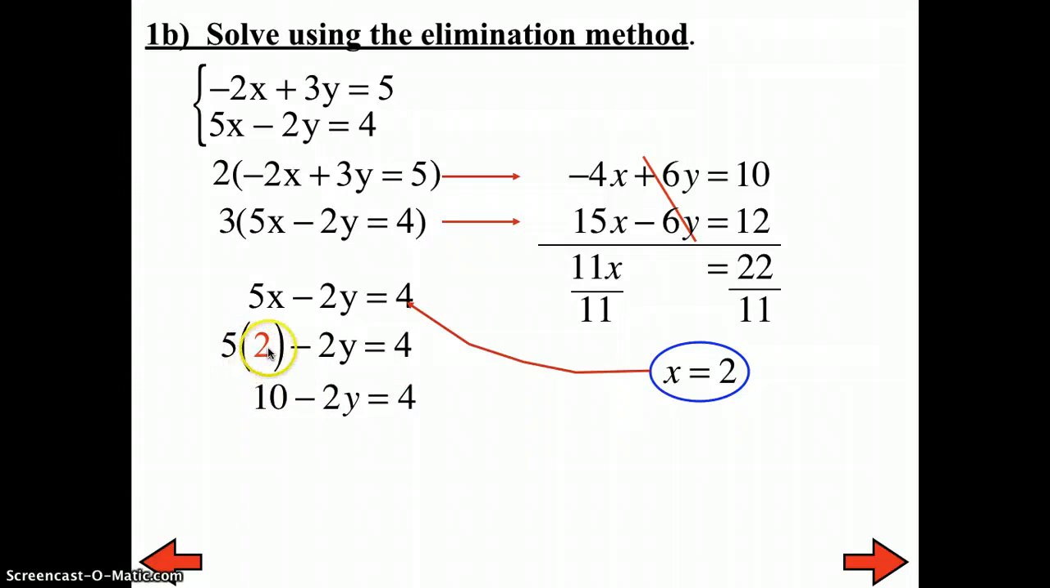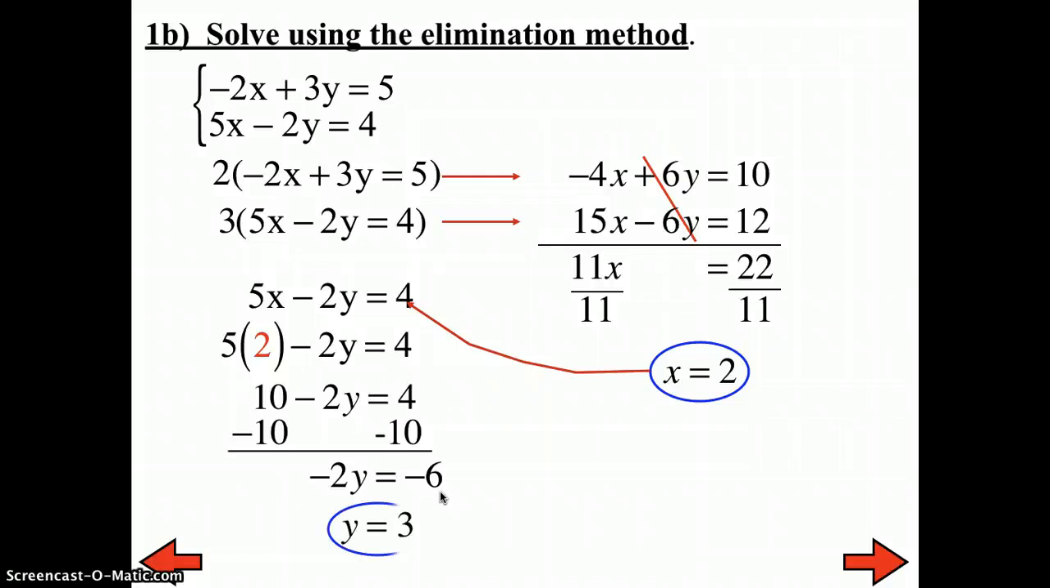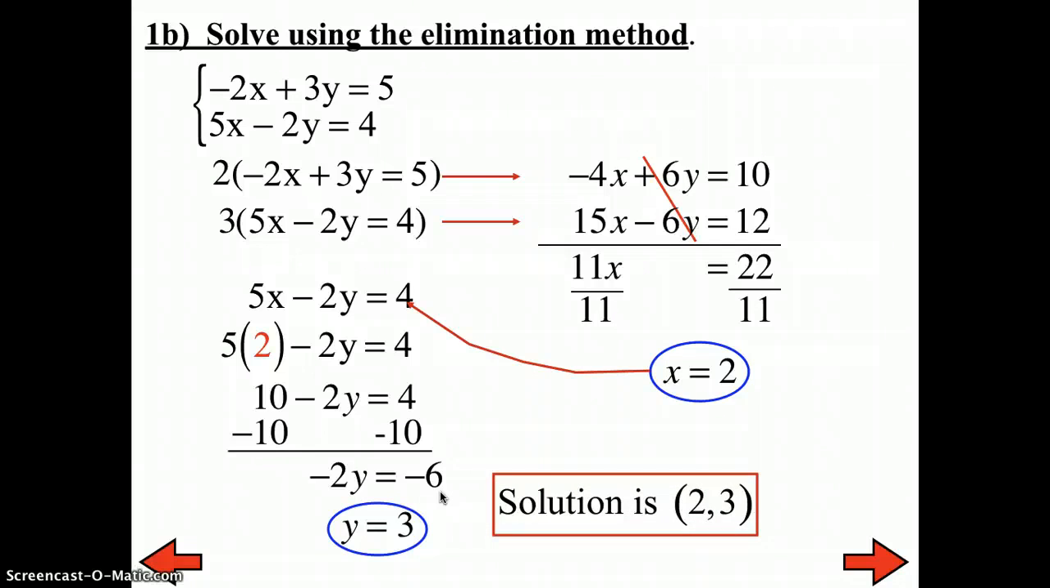So right there I just distributed the 5 to the 2, which gave me 10. Now I'm going to go ahead and get rid of this constant, which is 10. I'm going to subtract 10 from both sides, leaving me with a negative 2y. Please do not forget this negative y. So I get negative 2y equals negative 6, divide both sides by a negative 2, and y equals 3. So my solution is written as x comma y, which in this case will be 2 comma 3.